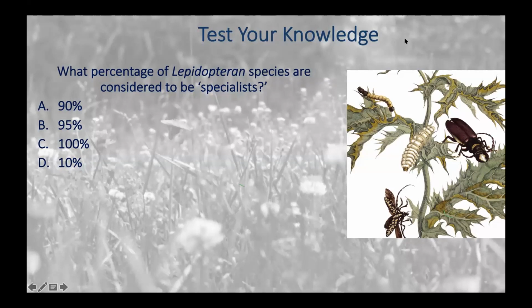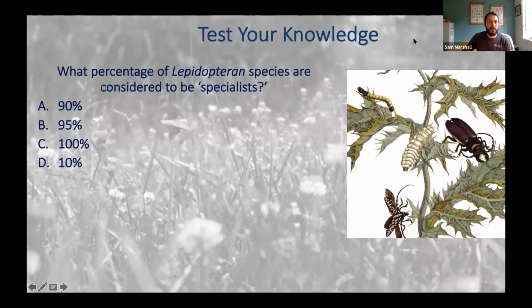There we go. All right, so it looks like most of the responses were for C. Many of you said 100%. Our next highest response was 90%, and that is actually the correct answer. So 90% of those 120 or so thousand species are considered specialists. And we'll talk about what it means to be a specialist in the upcoming slides.